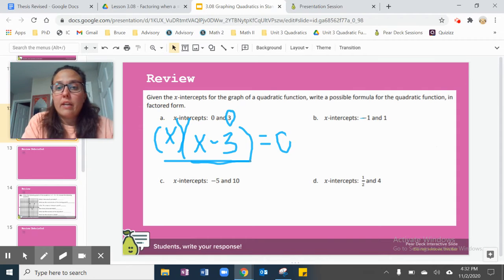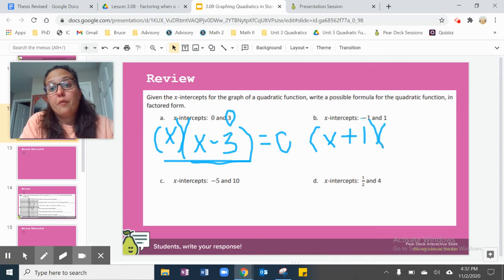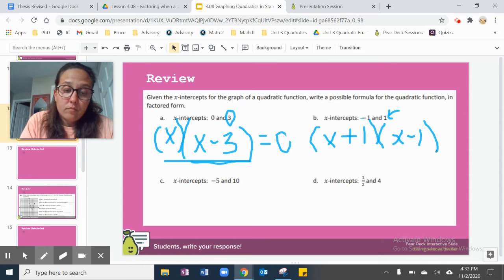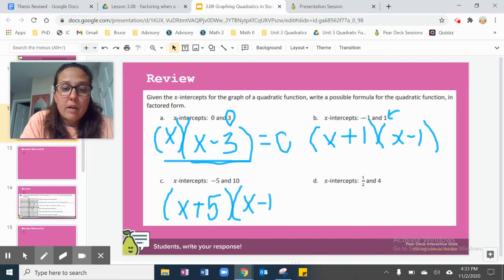Part B is x minus 1 and x plus 1. So for the negative one, we know that this needs to be x plus 1. And then for the positive one, it needs to be x minus 1. For -5 and 10, it'll be x plus 5. And for positive 10, it'll be x minus 10.